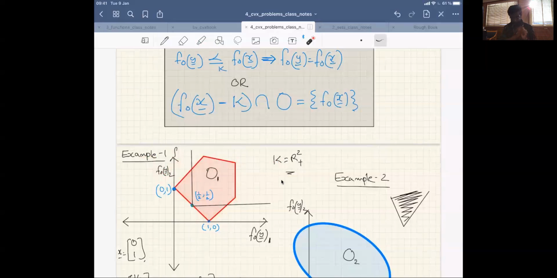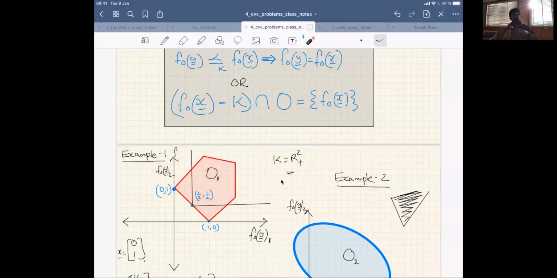Okay, so why did you pick R2 plus? This is just an example to show you the concept. You can pick any cone. R2 plus is easy to visualize. That's why we are picking that. No, I understand, but it is not something that is part of your problem, or it should be specified in your optimization problem.